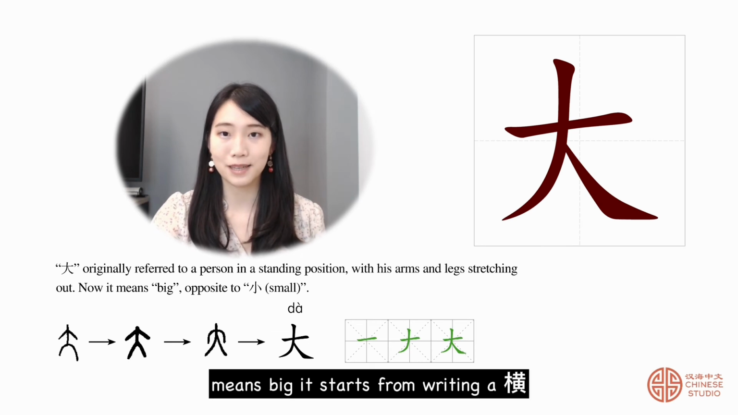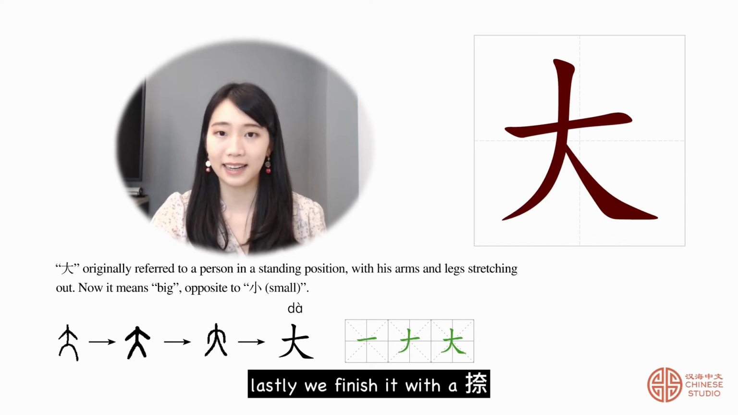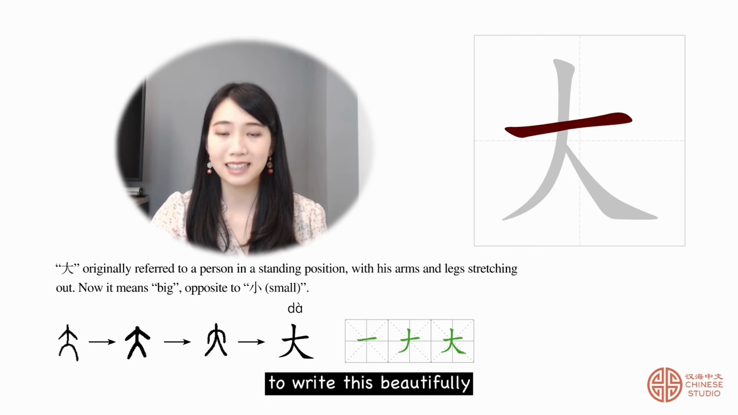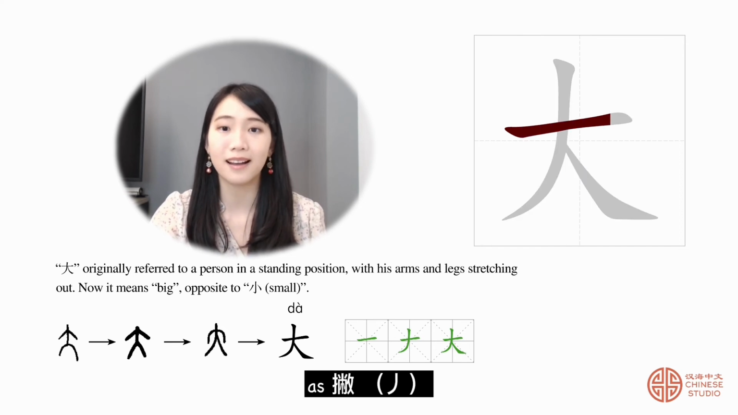大 means big. It starts with writing a 横, next a 撇, which is a bit longer than the 横. Lastly, we finish it with a 捺. To write this beautifully, you want to make sure that the 捺 is of the same length as the 撇.